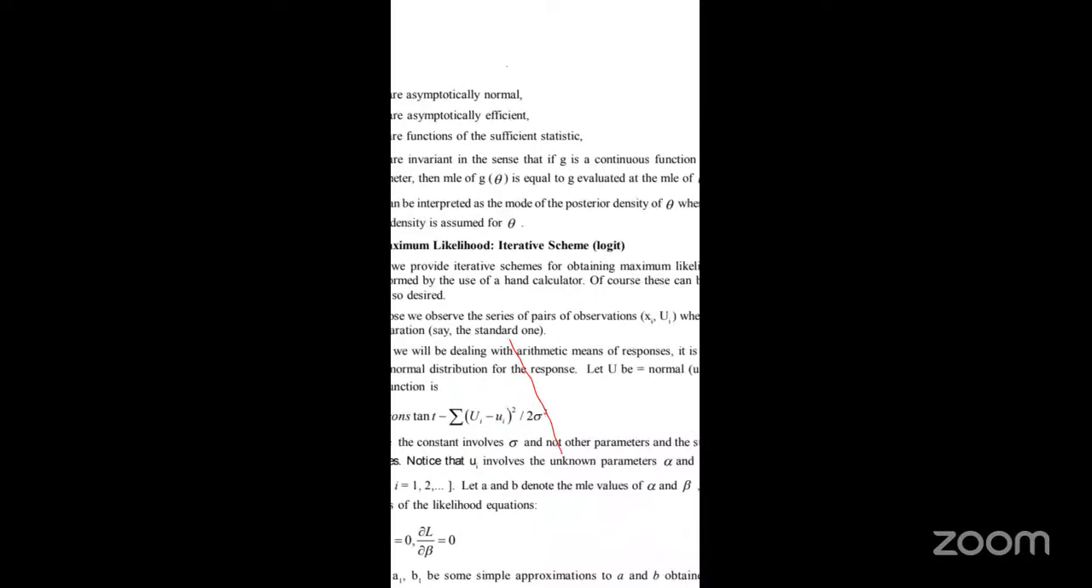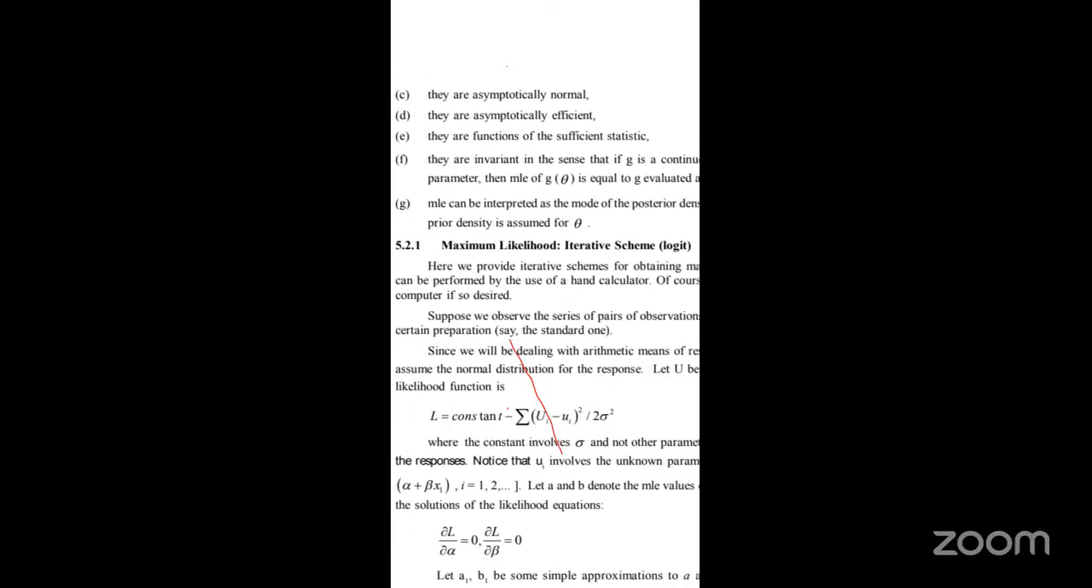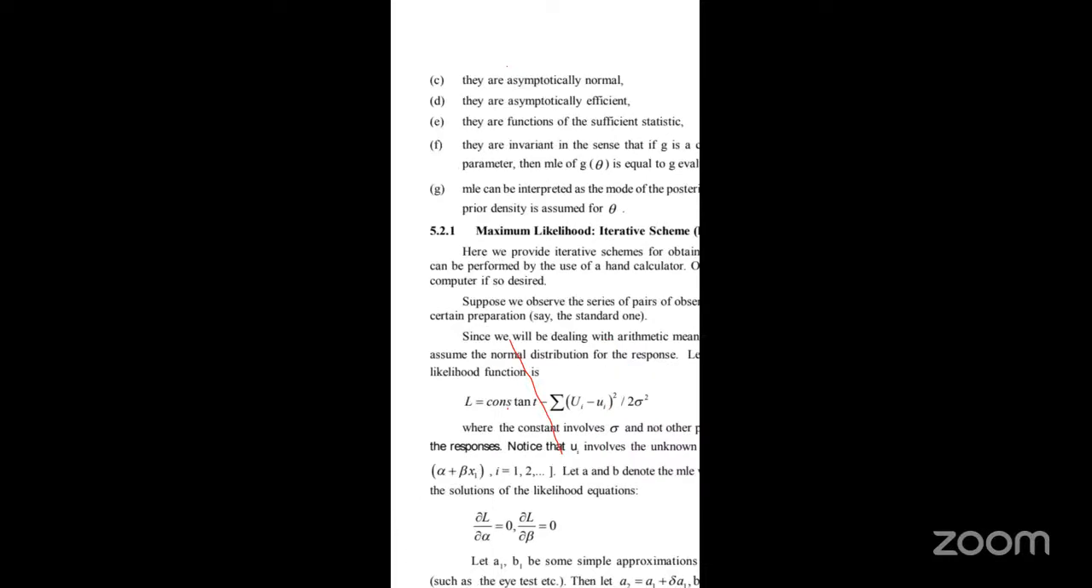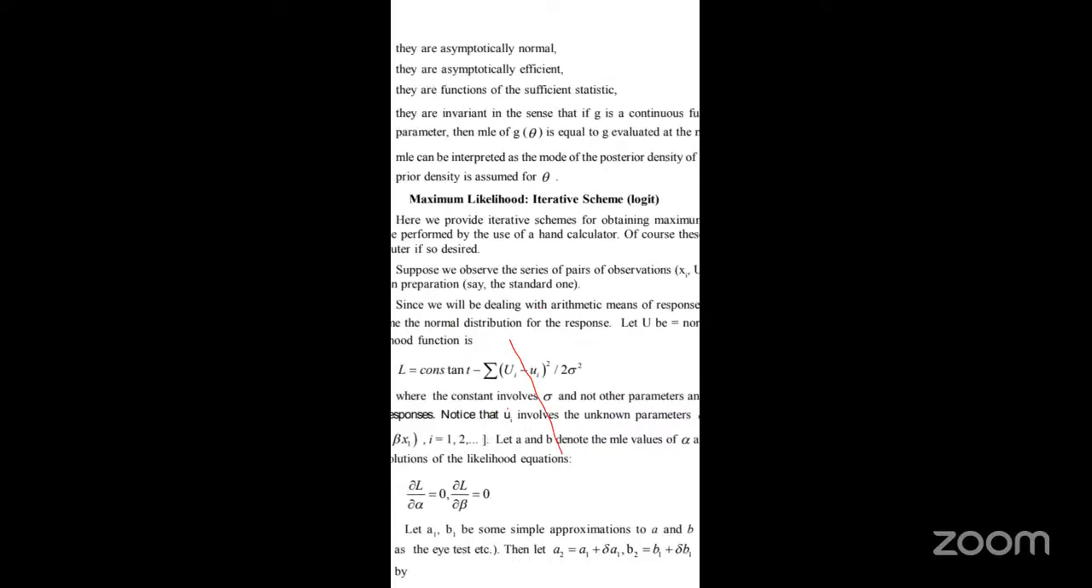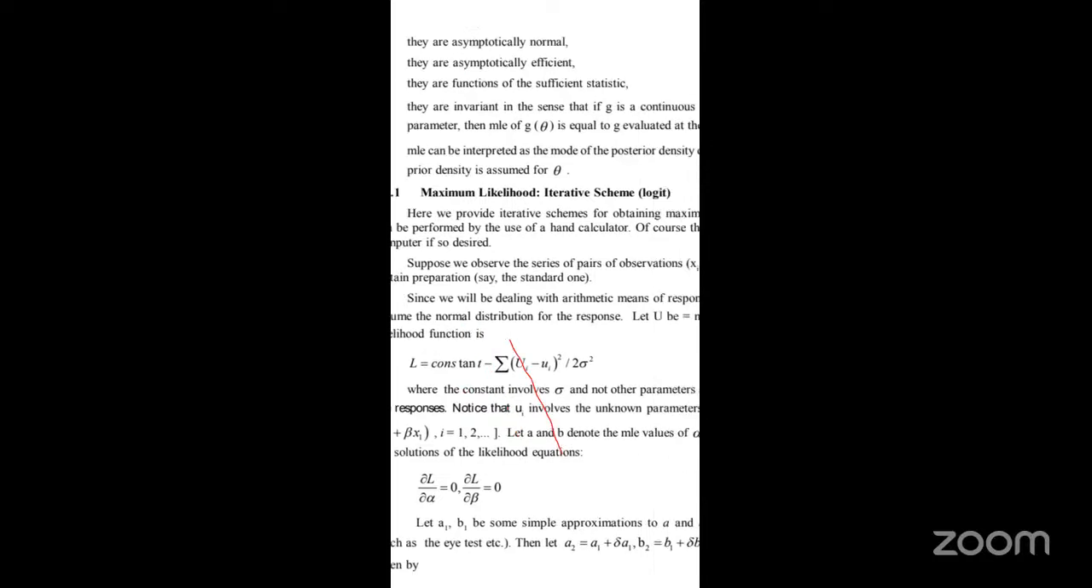They are asymptotically normal, asymptotically efficient, and functions of the sufficient statistics. They are invariant in the sense that if g is a function of theta, the unknown parameter, the MLE of g(theta) is equal to g evaluated at the MLE of theta. And the MLE can be interpreted as the mode of the posterior density of theta, where a uniform prior density is assumed for theta.